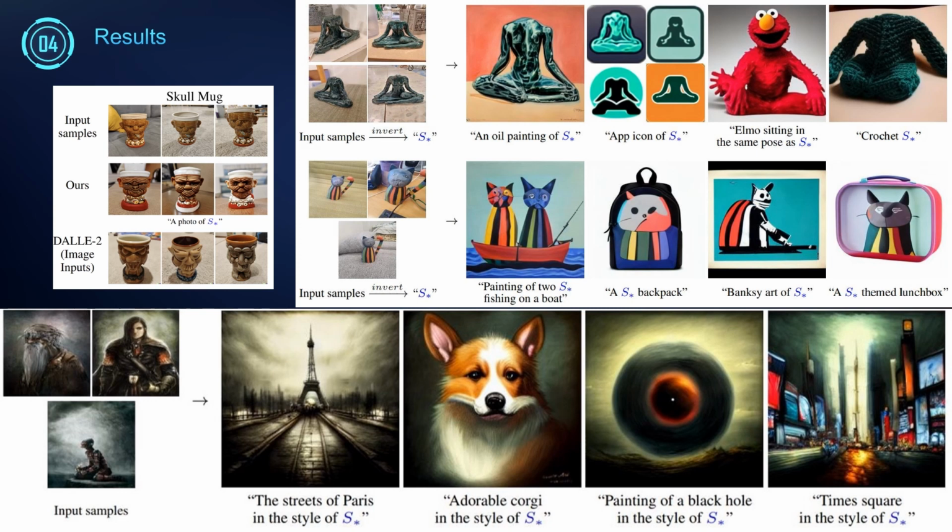And the bottom section of the slide displays further versatility by taking diverse objects and reimagining them in different settings, such as the street of Paris in the style of S-star and an adorable corgi in the style of S-star. These examples demonstrate the model's ability to infuse artist style into everyday scenes and objects.